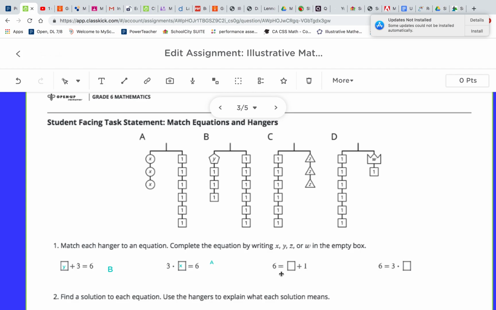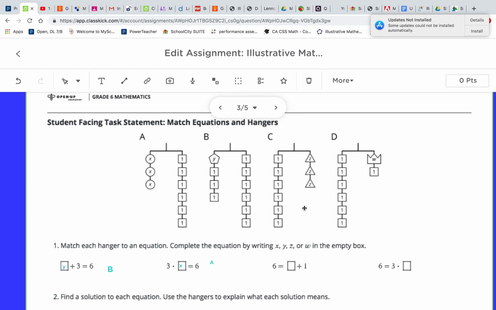All right, the next one, 6. So we're starting with 6. You can see here, they're starting with 3 X's, so that's not it. Here they're starting with a Y and then 3 1's, so that's not it. But here it starts with 6, 1, 2, 3, 4, 5, 6. Also, this one starts with 6.